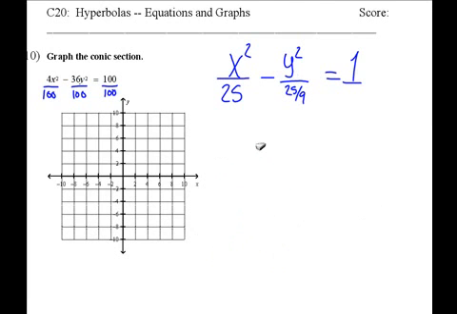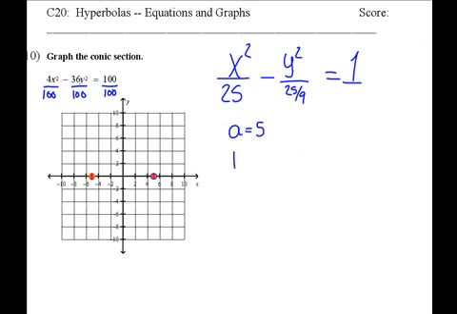Now we got to go graph this thing. I need the vertex and I need a and b so I can find the asymptotes. So the vertex is going to be where? Which number is bigger? 25. So my vertex is going to be along the x-axis, right? 25 is going to be my a squared, so I'm going to go out to 5 and back to -5. So I'm going to have a vertex point about right here and about right here, 5 and -5. So my a value is 5.